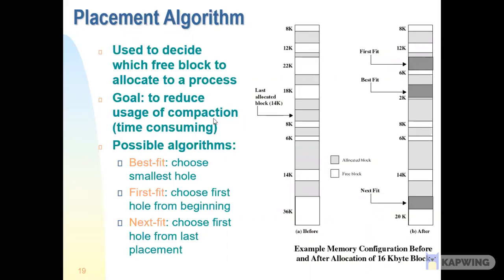Suppose you have a 4 MB hole and allocate that 4 MB, so there will be no internal fragmentation and no need of compaction, which is time consuming. So which are the possible algorithms? Best fit, first fit, next fit, and the last one is worst fit. So these are the 4 algorithms for dynamic partition placement: best fit, first fit, next fit, and worst fit.